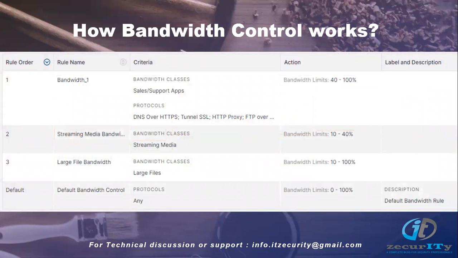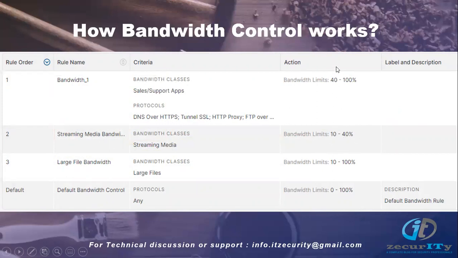This is a typical example of bandwidth control policies. You may have multiple bandwidth control policies, and in each policy action, you could see the minimum and maximum bandwidth allocated. So here in the bandwidth control, you are defining the sales and support apps, and the bandwidth minimum should be 40 percent and the maximum 100 percent. Streaming media bandwidth minimum will be 10 percent, and maximum will be 40 percent.